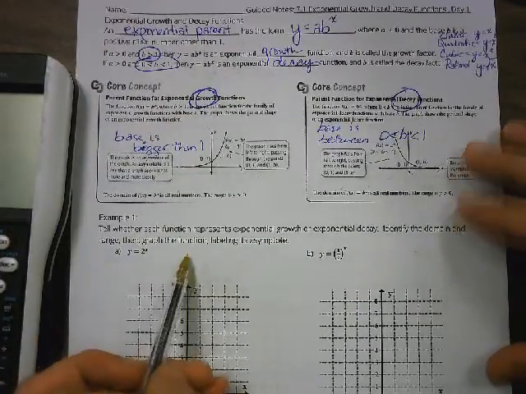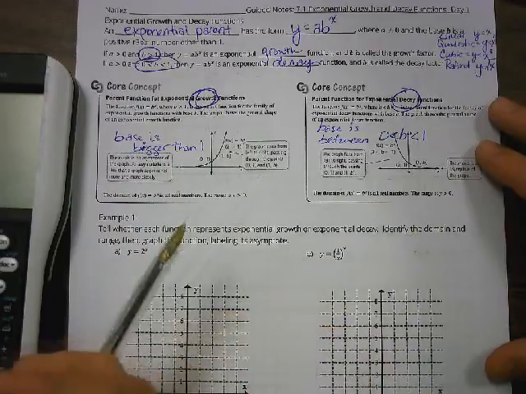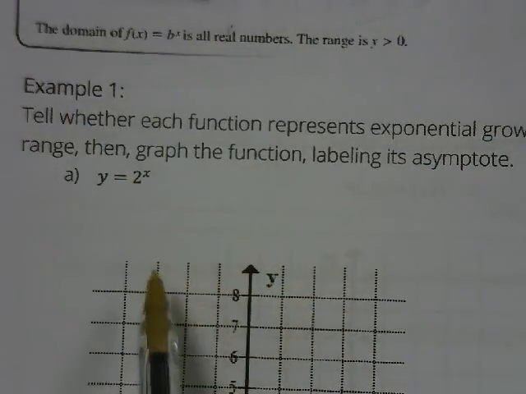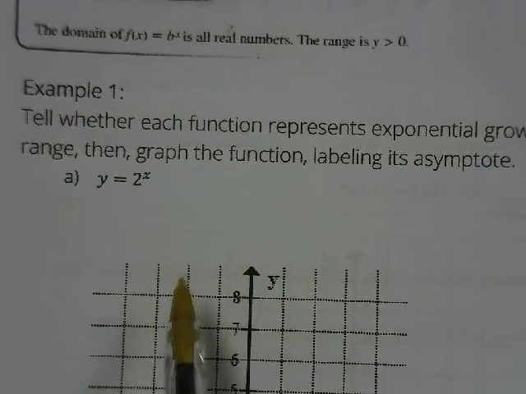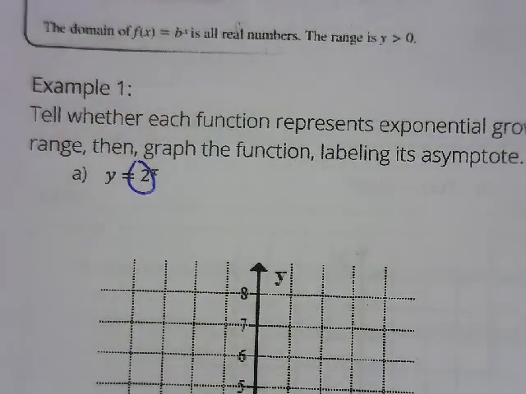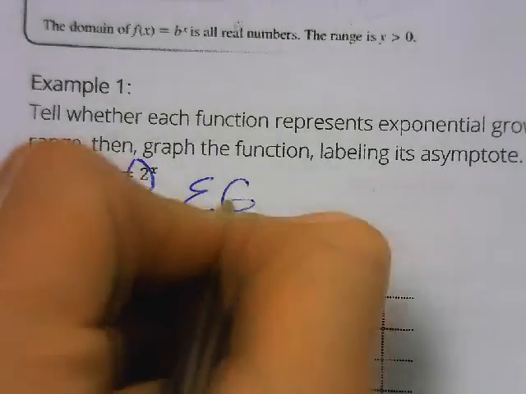We're going to tell whether each function is exponential growth or decay. And then we're going to talk about domain and range. Alright, so number one is y equals 2 to the x power. I'm going to look at the base. Is the base bigger than 1 or is it between 0 and 1? It's bigger than 1, so this is going to be exponential growth.